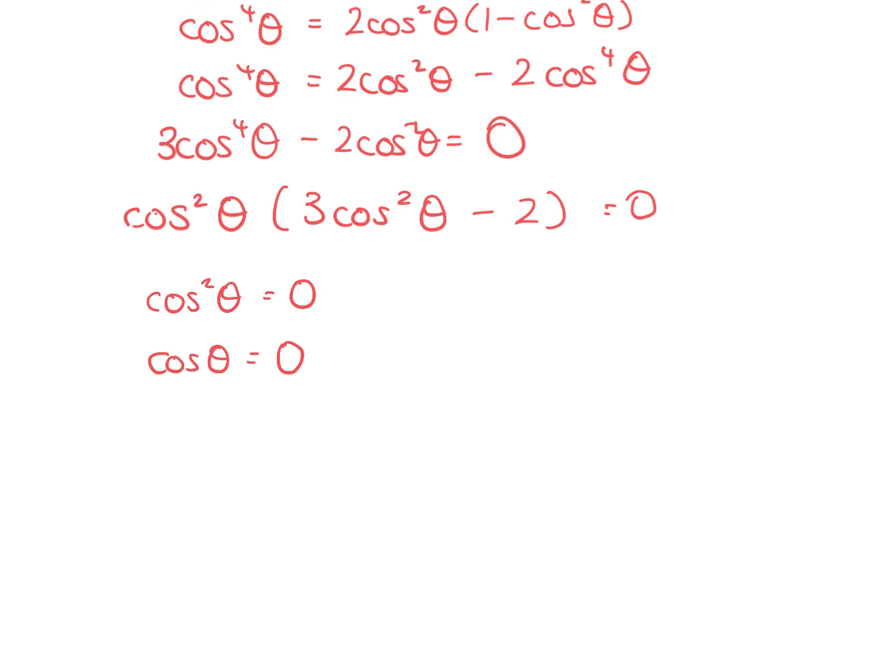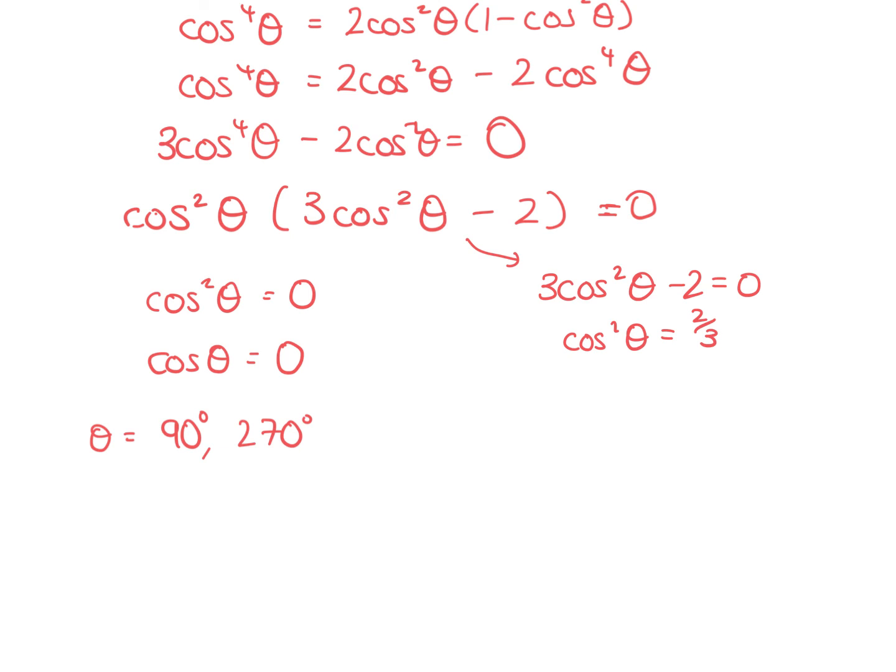And hopefully you remember, even just by thinking about the graph, where between 0 and 360 cos theta is 0: it's at 90 and 270 degrees. And the other way that this whole answer could give me 0 would be if 3 cos squared theta minus 2 equals 0. So cos squared theta must equal 2/3. So cos theta must equal plus or minus the square root of 2/3.